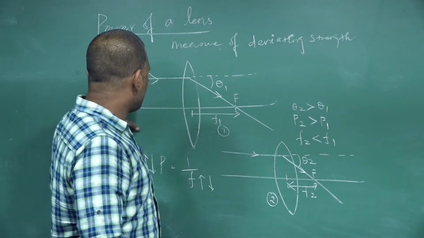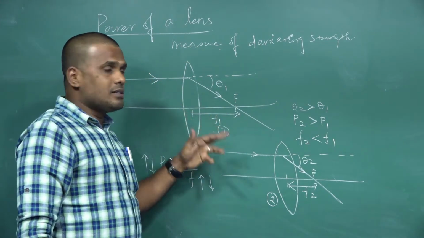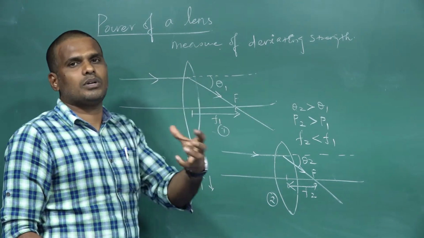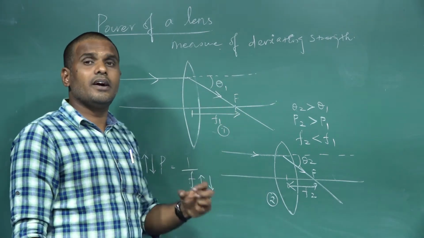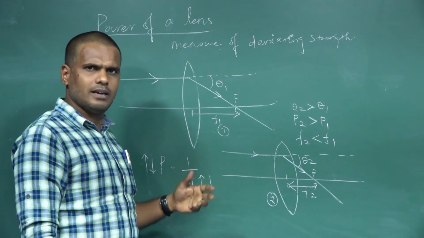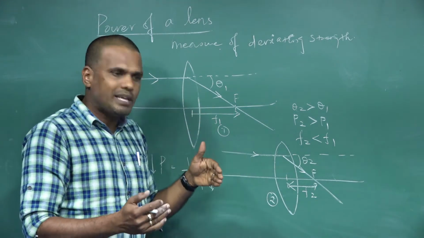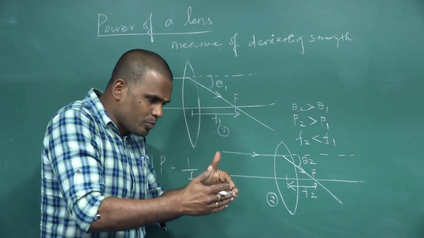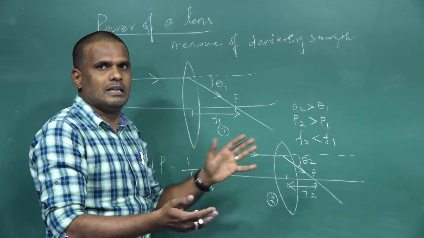When light radiation is made to pass through a lens, power of a lens is the measure of degree of convergence or divergence of the light radiation passing through the lens. Degree here, once again, as I told you, refers to the extent to which the light radiation has been converged or made to meet at a point, or diverged, made to spread out from a lens.